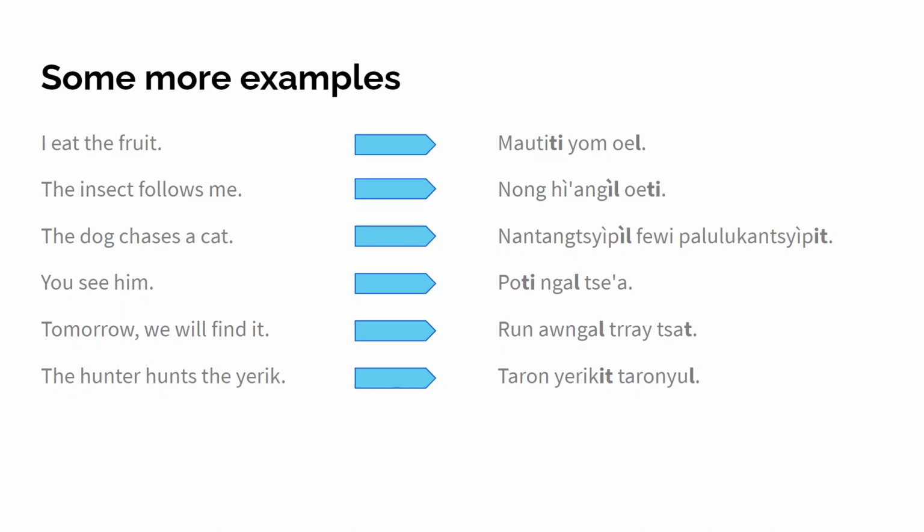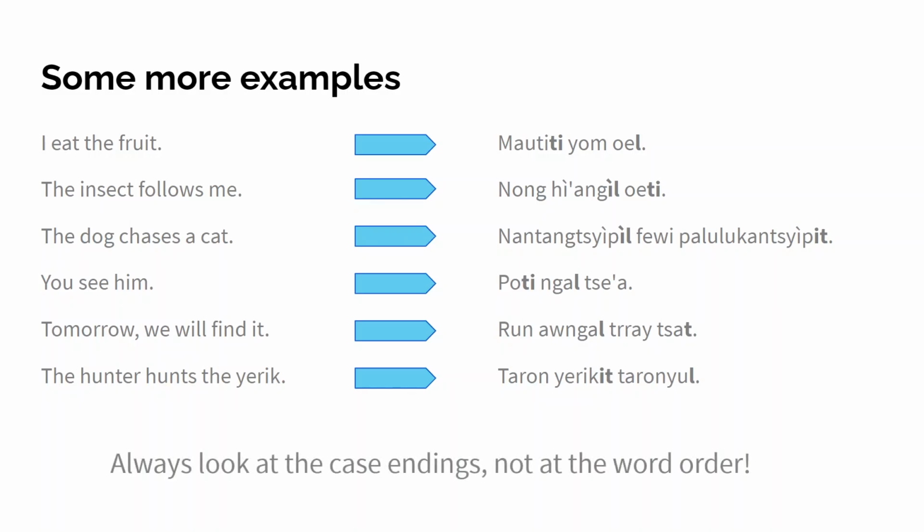"Tomorrow we will find it." "The hunter hunts the jerig." I didn't translate all the words for you now. In case you don't know these words yet, here's a small exercise for you. Stop the video, and just by looking at the case endings, and which word has which case ending and which word has no case ending, try to find out yourself which Na'vi word corresponds to which English word. Afterwards, check with the dictionary.